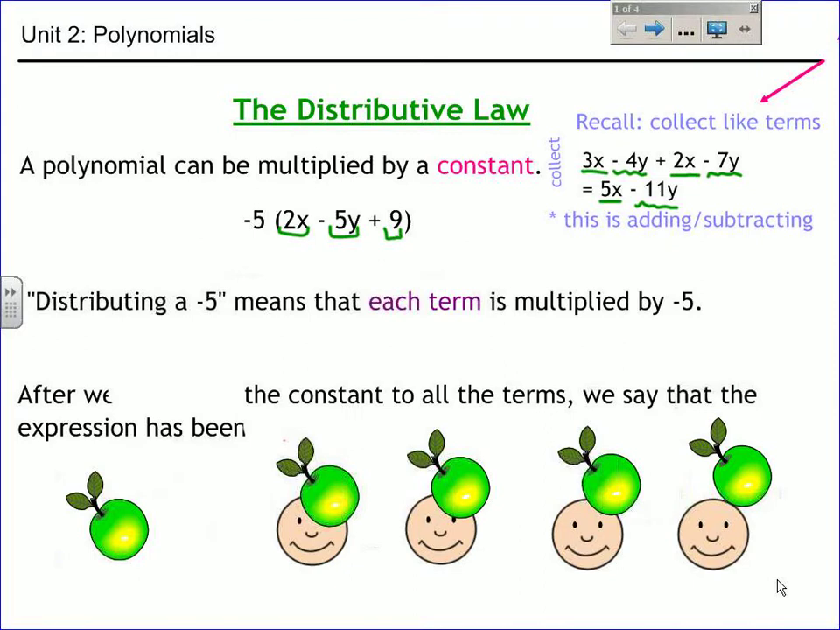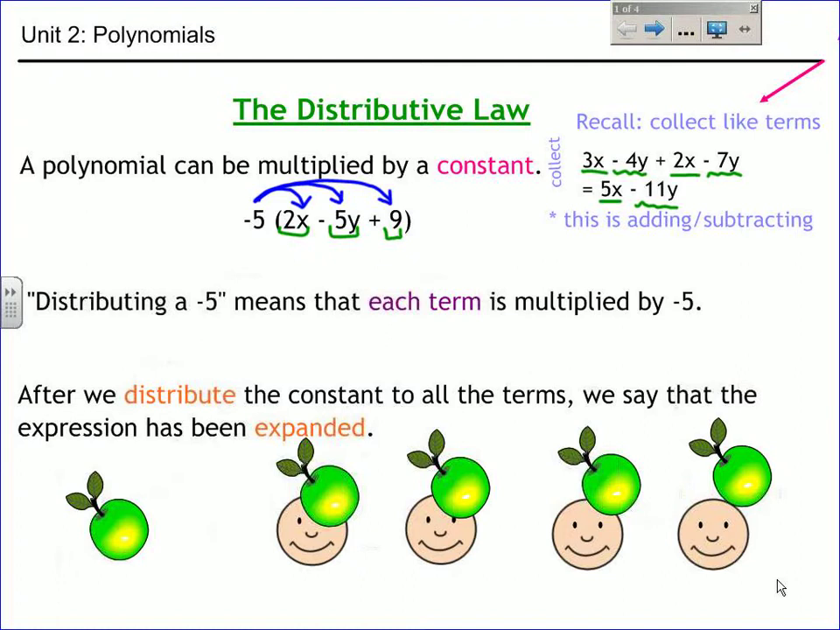Same thing with numbers. If I distribute a negative 5, that means that each term gets a negative 5. So negative 5 is going to multiply with 2x, negative 5 is going to multiply with 5y, and negative 5 is going to multiply with 9. That's what distribution means. After we have distributed the constant to all of the terms, what we say is that the expression has been expanded. So if you're given a question like this, your instruction often will be to expand. That means you're taking the number in front and you're multiplying it with all of the things inside.